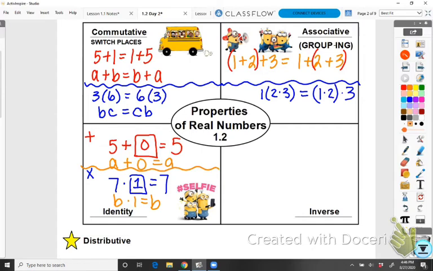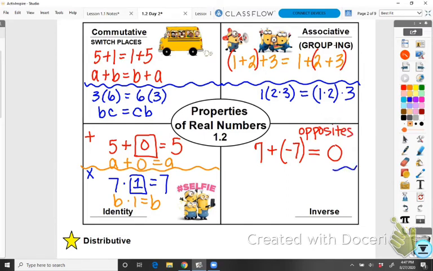The inverse. If I'm talking about addition, if I add two numbers, how do you get the identity of 0? Think about it. If you had 7, what do you need to add to 7 to make 0? Well, its opposite, negative 7. So think opposites for additive inverse.